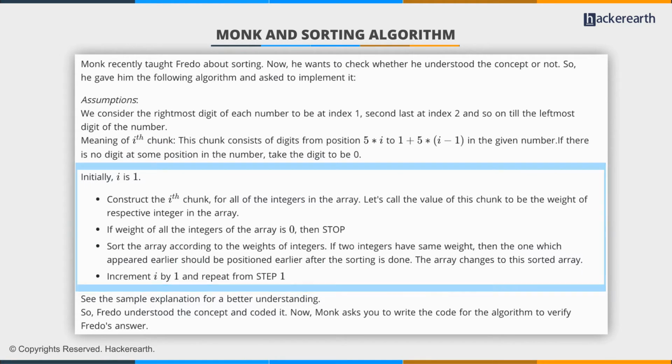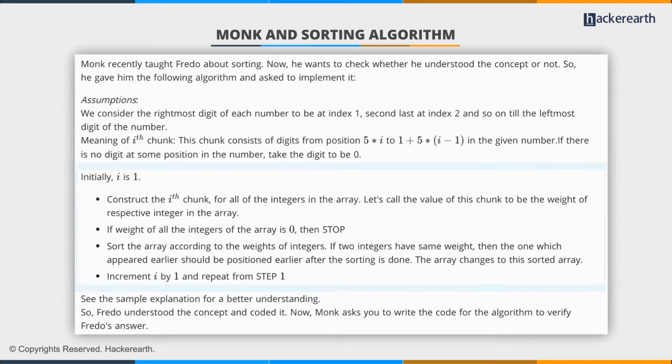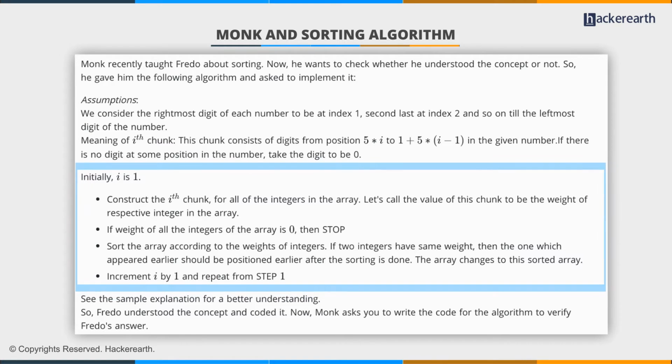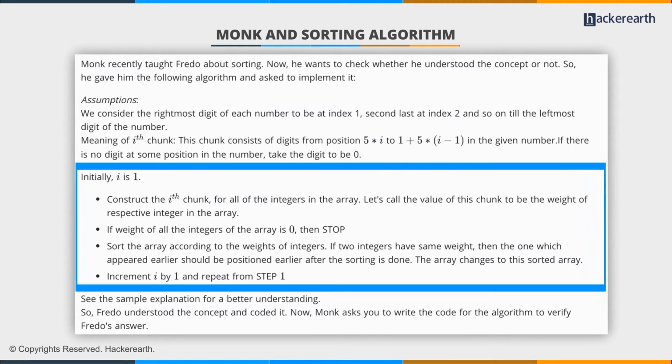Now, sort the array according to the weights of the integers of these chunks, and if two integers have the same weight, then the one which appeared earlier should be positioned earlier. After the sorting is done and the array changes to a new sorted array, we increment I by 1. That is, we now shift to the next chunk. So, we sorted according to the chunk of digits 1 to 5, then we incremented to digits 6 to 10, and we kept on going until the weight of every integer is 0.